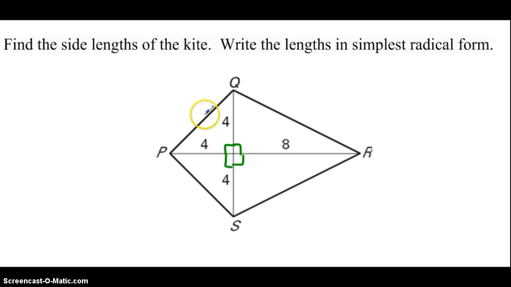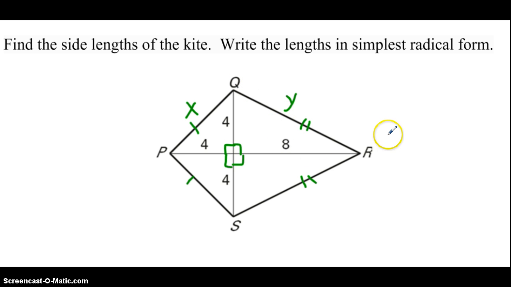Now that's going to be important because we're looking for the side lengths of the kite. And we know that if this side here, PQ, is X, we can say that PS is also X. They're the same, right? Because they are congruent. And we know that QR and SR are going to be congruent, so let's call that Y. Now, how are we going to go about finding our missing side lengths? We have a couple ways. You could use the Pythagorean theorem. Okay, that's what I'll do here.